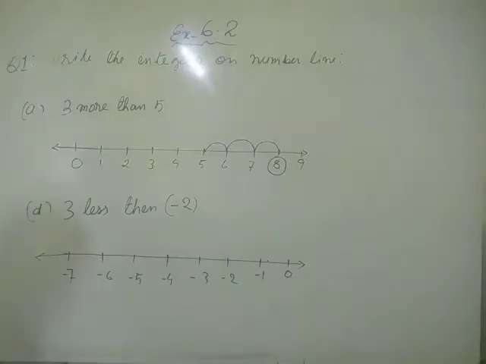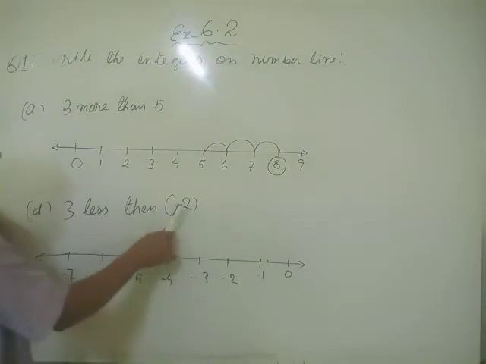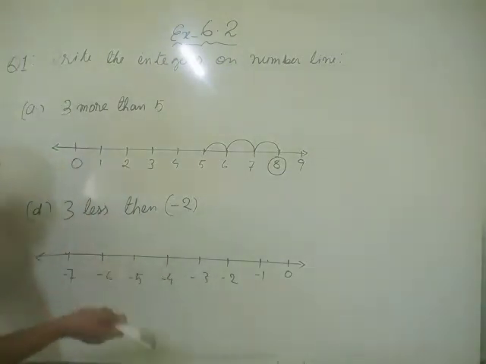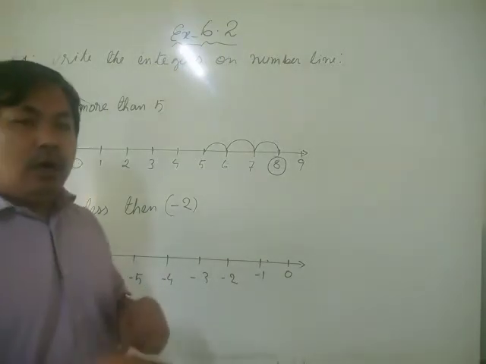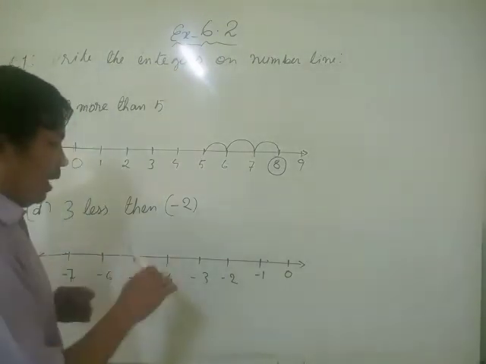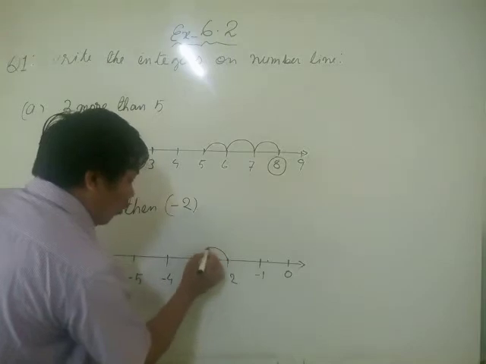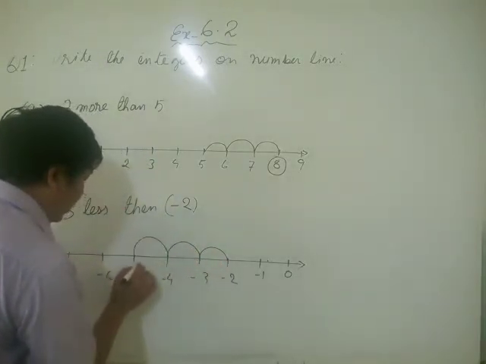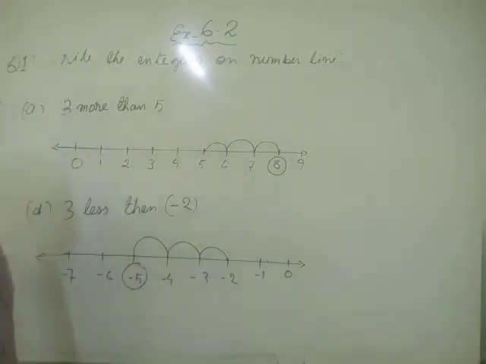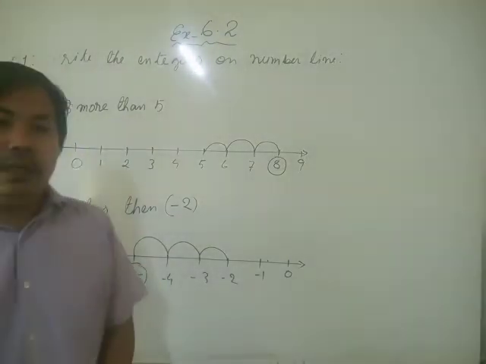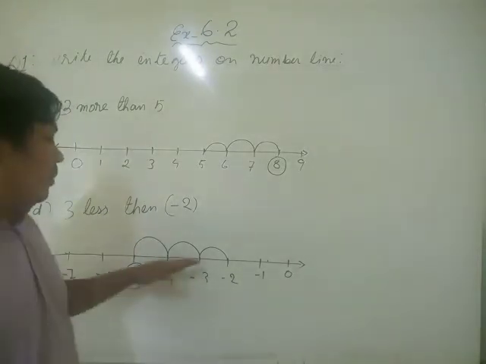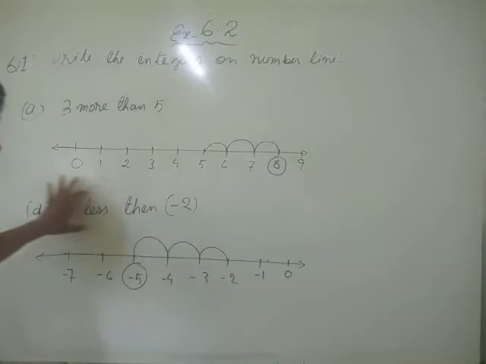On the left side it is negative, isn't it? So where is minus 2? Minus 2 is here, and it asks for 3 less than minus 2. Less means we have to go towards the left side, 3 times. From here, 1, 2, 3. The number is minus 5. So minus 5 is the answer, the integer to be represented on the number line as per the question.